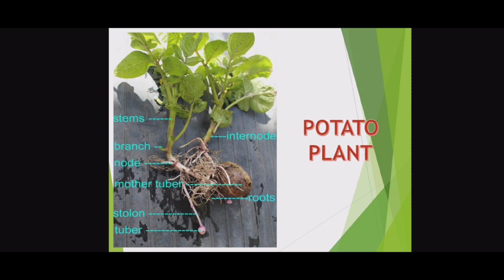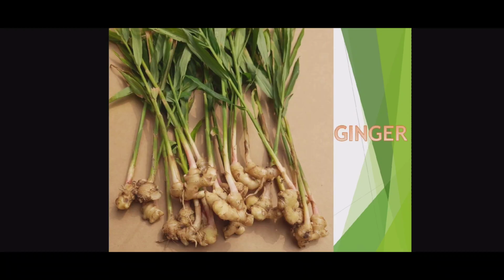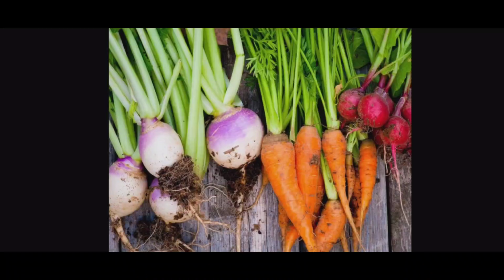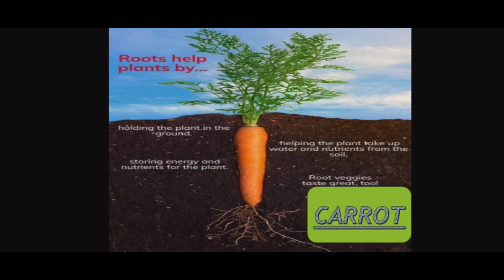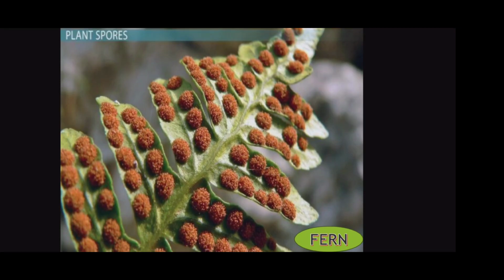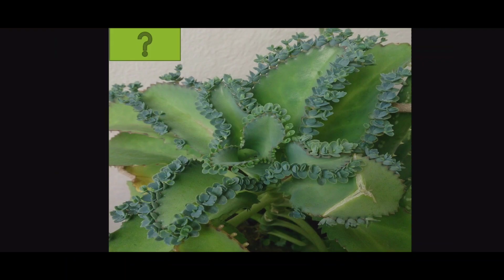You can see the stems, roots, and now this is the ginger plant. Turnip, carrot, beetroot are there. Now this is the carrot, and this is the fern plant, which grows from spores. You can see their brown colored spores. And now this is the bryophyllum plant that has buds on its margins. These buds give rise to new plants when they fall on soil and receive adequate nutrients, light, water and warmth.